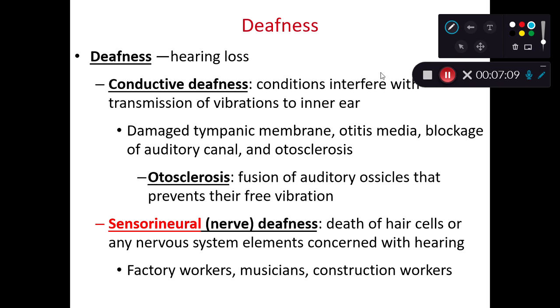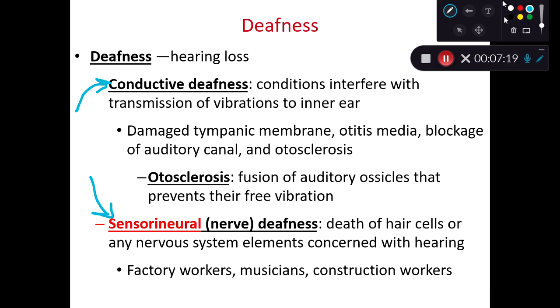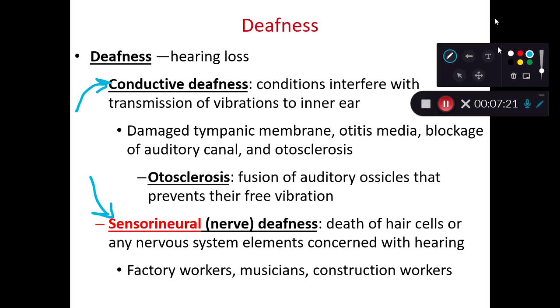Sometimes people lose the ability to hear. This is referred to as deafness. There are two kinds of deafness. We have conductive deafness and sensorineural deafness. Conductive deafness is a kind of deafness that is going to involve a loss of conduction, a loss of transmission of the vibrations to the middle ear.